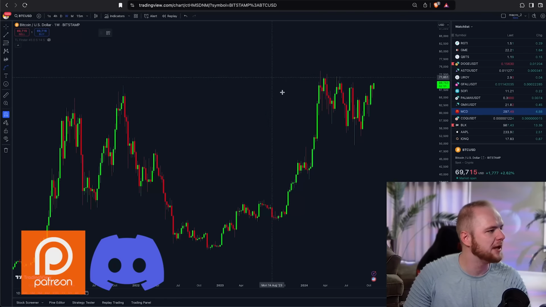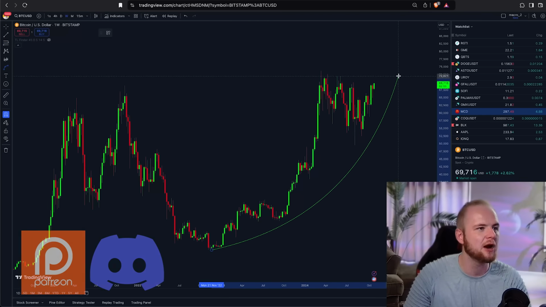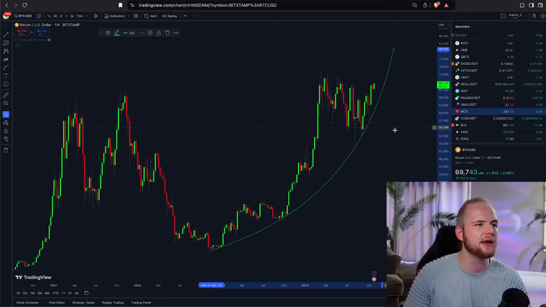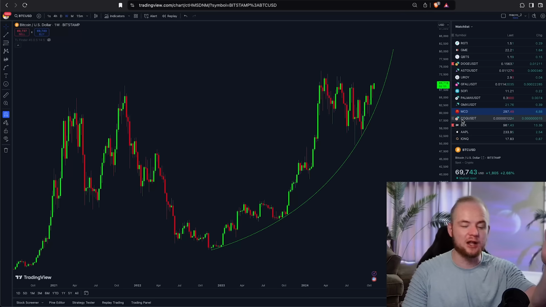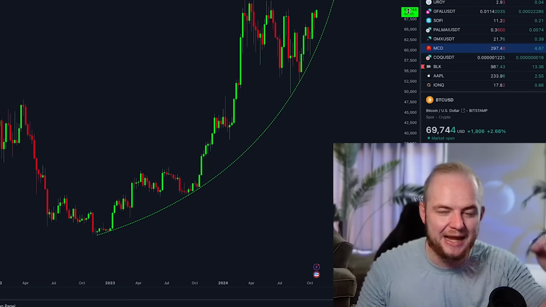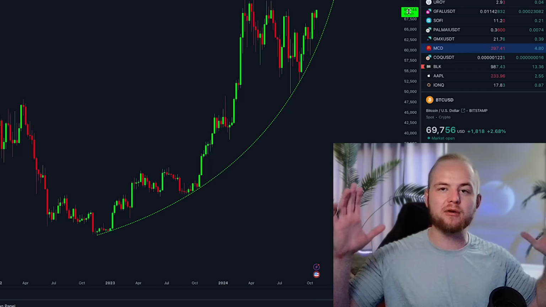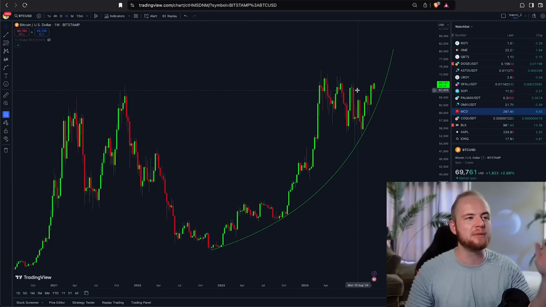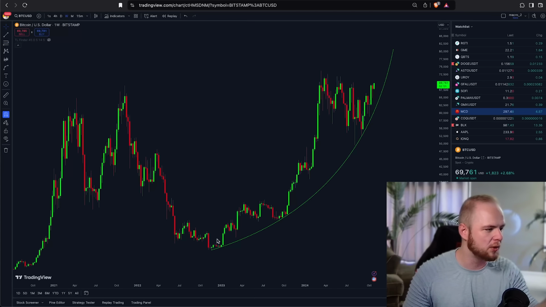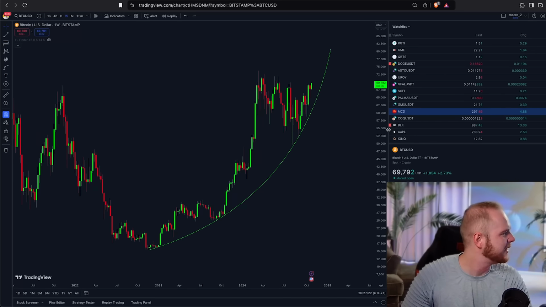And also, Bitcoin has maintained the parabolic trajectory. You can just plot a curved line. It fits like a glove. Yes, that's right. Bitcoin is still going parabolic in the macro scale. This is a huge parabola on our hands that began in 2023. And this is something we've discussed for over a year now, guys, on this channel. So this is very exciting to see.